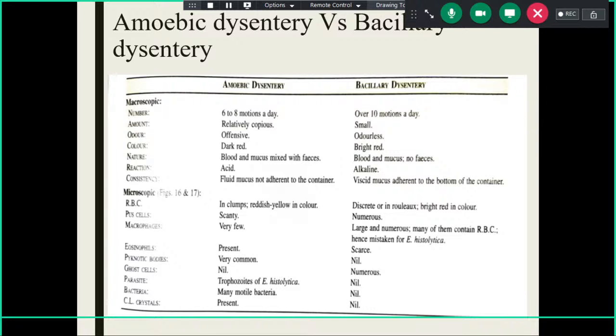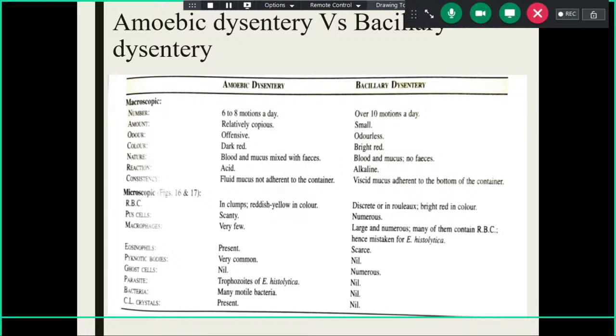The amount in amoebic is relatively more, whereas in bacillary the frequency is so much that every time the patient goes for motion, he will have less fecal amount. Amoebic dysentery will have a more offensive odor.